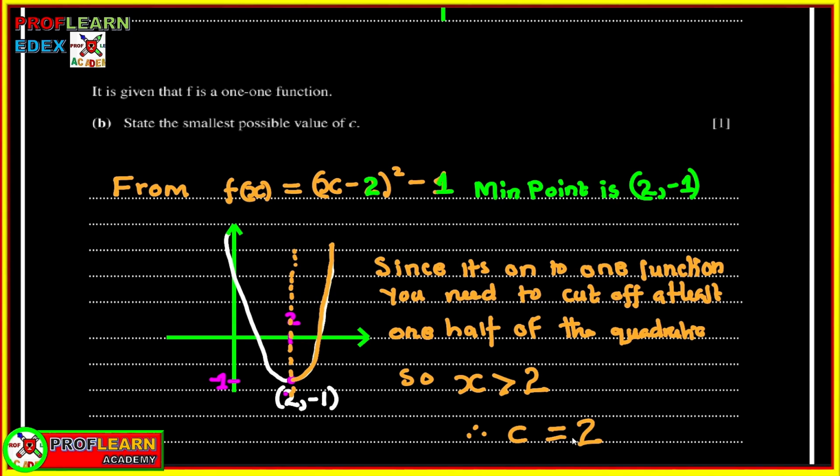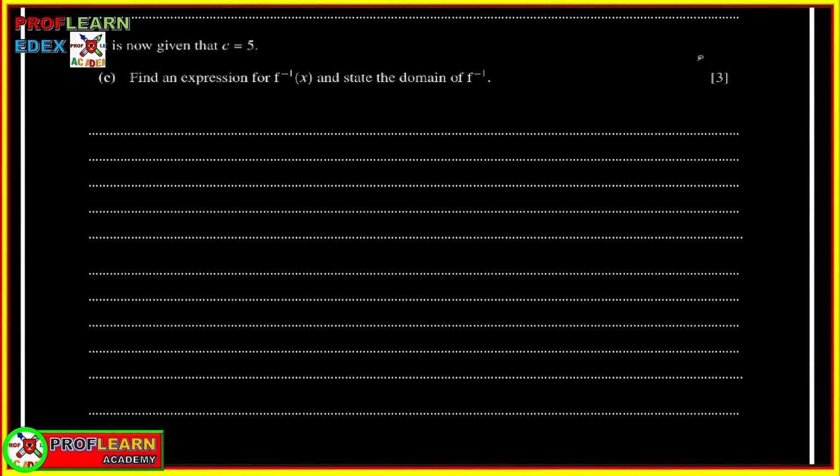Okay, now since we are told that x must be greater than negative 1, so the minimum point is going to be c, which is going to be x is greater than 2. So our minimum value of c is actually going to be equal to 2. Now we move to the next bit of the question. Here we are told that given that c equals to 5, so the domain of f of x is going to be what? Going to be x is greater than 5.